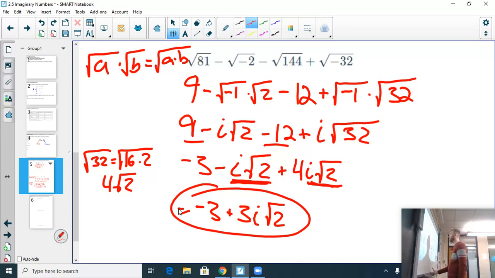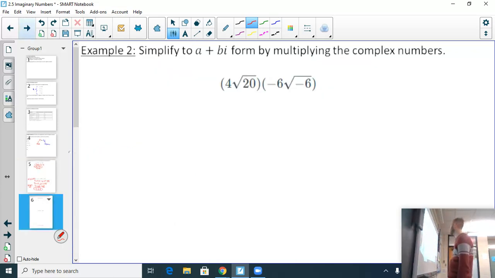But it's totally fine to have that i mixed in there. I like to have the i to the left of the square root. Otherwise, it might look like you're trying to put it in at the end. So simplify to a plus bi form by multiplying the complex numbers. Same thing here. We can do these numbers first, multiply in any order.